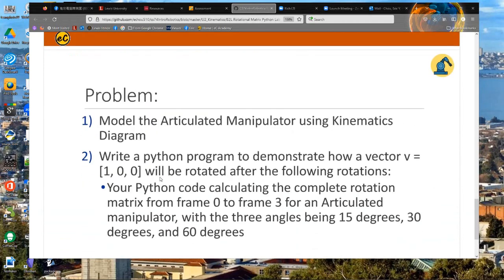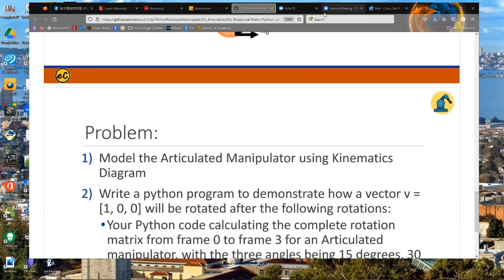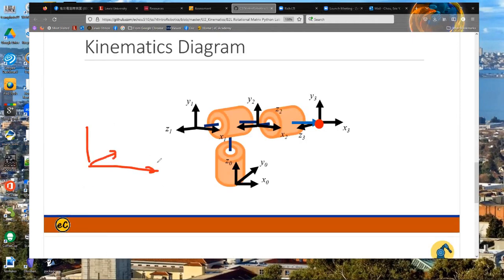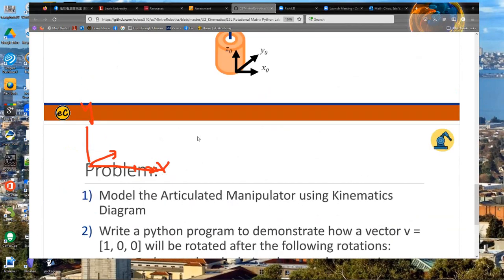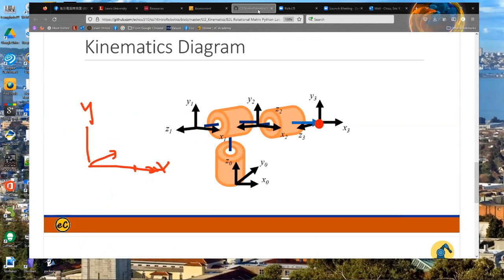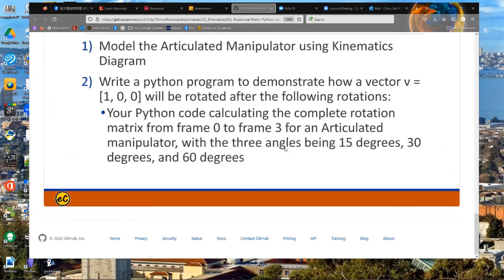So how will this vector be rotated? Let's see. You have a coordinate frame, which we assume is x, y, z, and there's a point at 1, 0, 0, which is the point over here. You have the rotation of frame 0, frame 1, frame 2. You have three frames and you rotate. You rotate with a certain angle, and what is the final location of this vector? So basically you have these three rotations.